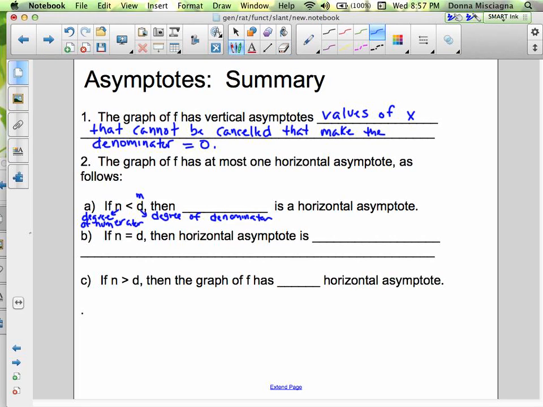All right, so if the numerator has the smaller degree, then y equals 0 is a horizontal asymptote. And remember, if we add something in, then it's y equals whatever we add in, y equals c. Right? I'll put that too, y equals 0 or y equals c. And that's just if a value is added in.